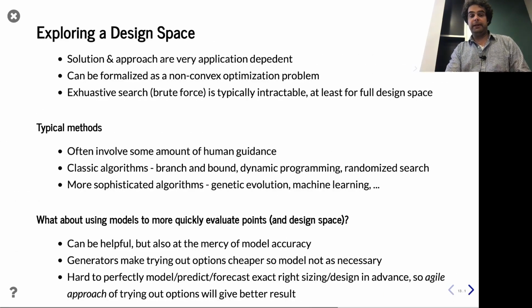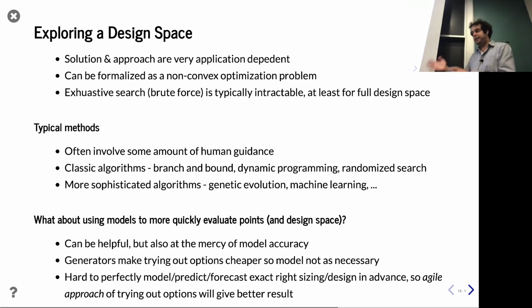Cool. Okay, so then we've set our metrics, we've tamed the design space, but at the end of the day, there's still some design space to explore. And so I'm giving some very general advice here, but this is very much application and problem dependent.